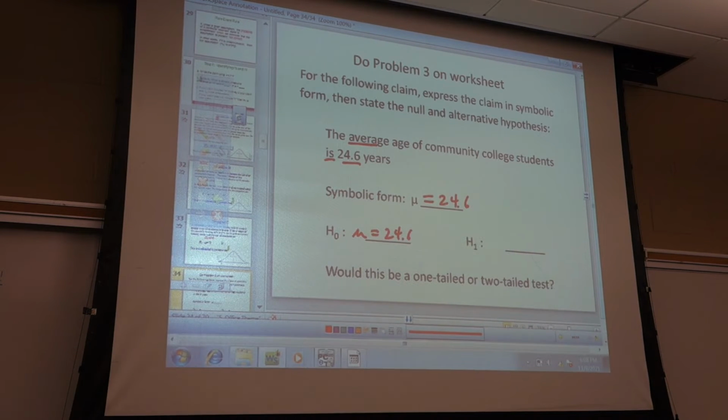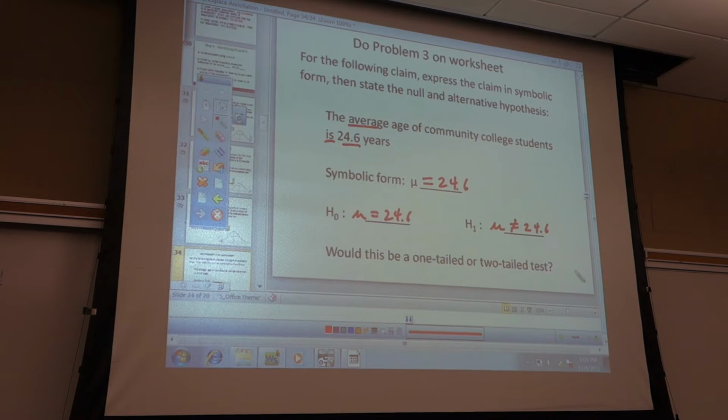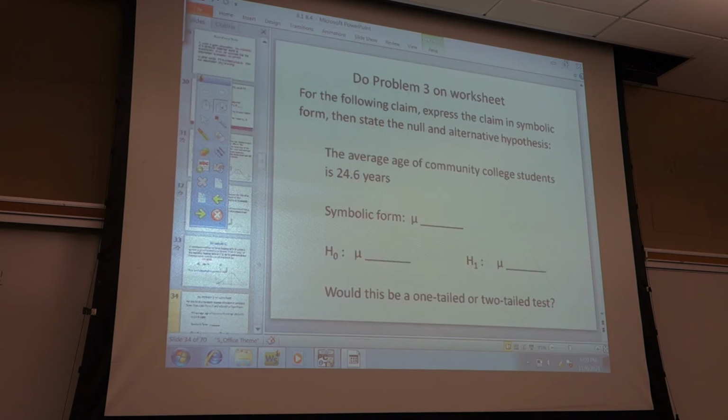Not equal. So H1 is that mu is not equal to 24.6. Don't forget the mu, don't just put not equal. Do not forget that. Mu is not equal to 24.6. Perfect. So is it one-tailed or two-tailed? Two-tailed, not equal to. Everybody on board? Great.